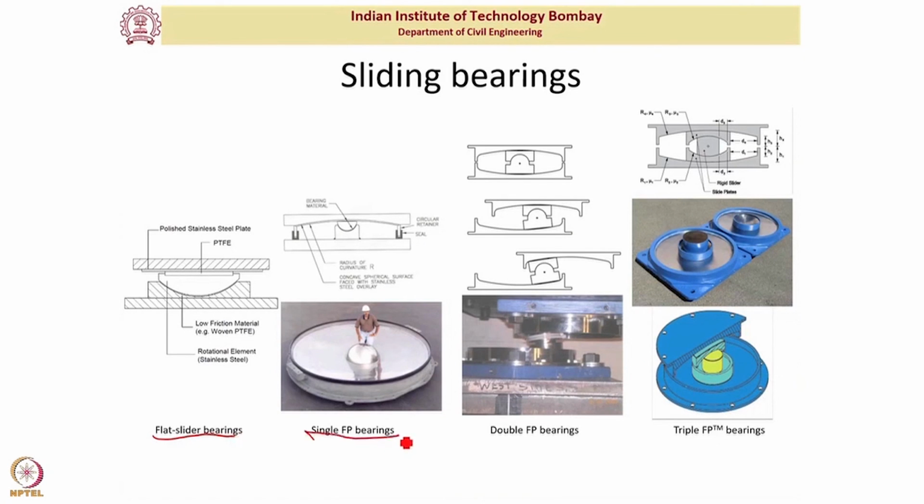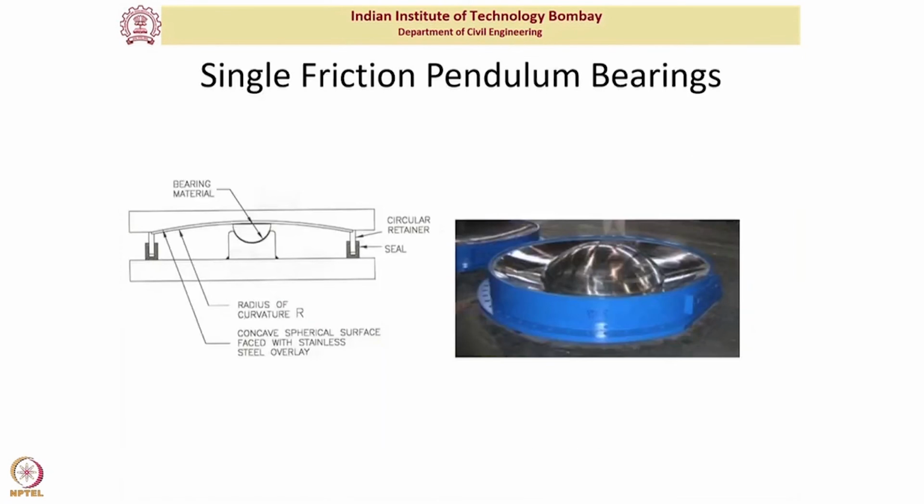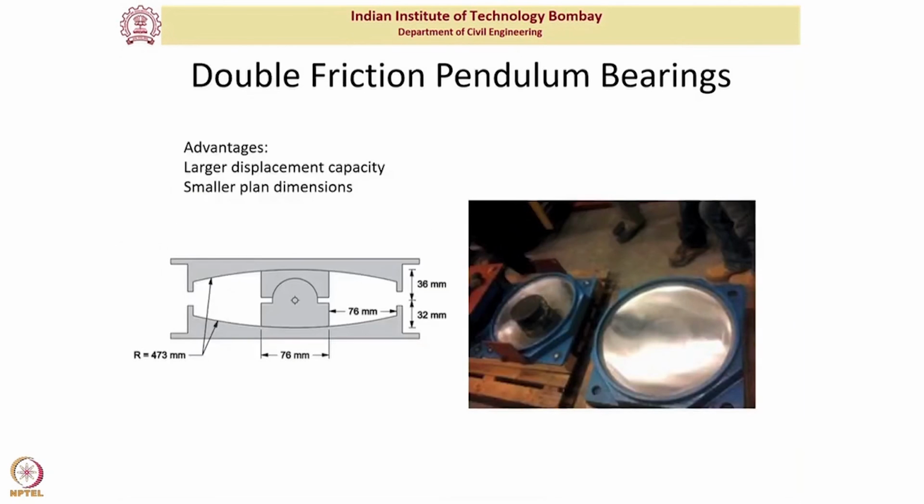In terms of sliding bearings, you can have a flat sliding bearing. You can have a single friction bearing with a single sliding surface. You can have double friction pendulum bearings with double sliding surfaces, as you can see here. Or you can have triple, in which you have one sliding surface here, one sliding surface here, and then one sliding surface here. So this is a magnified view of a single friction bearing. You have a sliding surface. Then this is a double friction pendulum bearing.